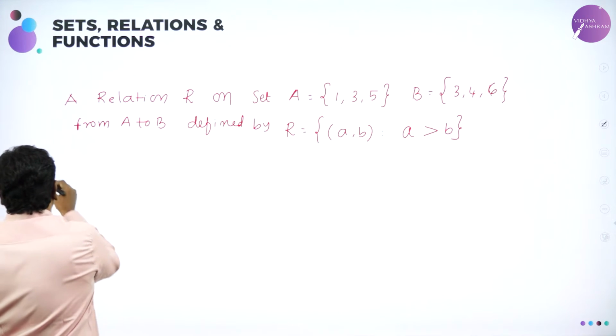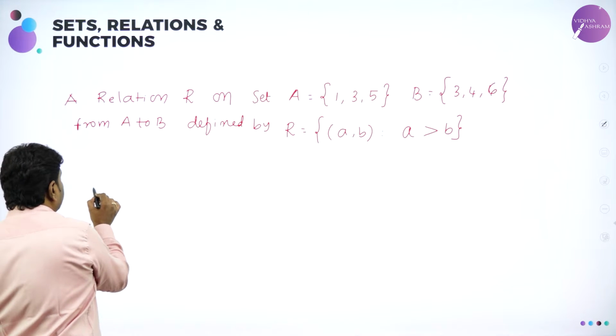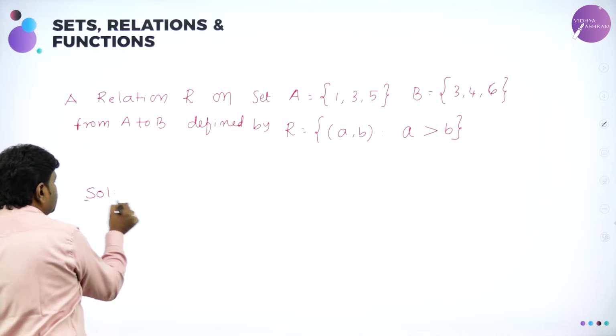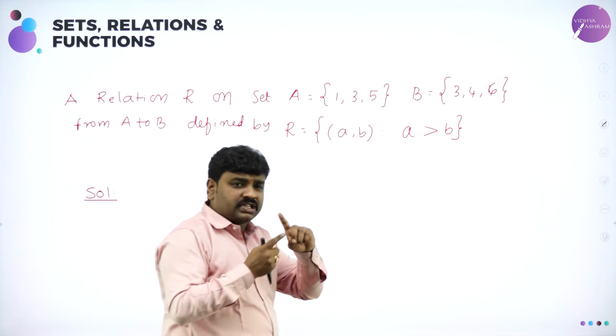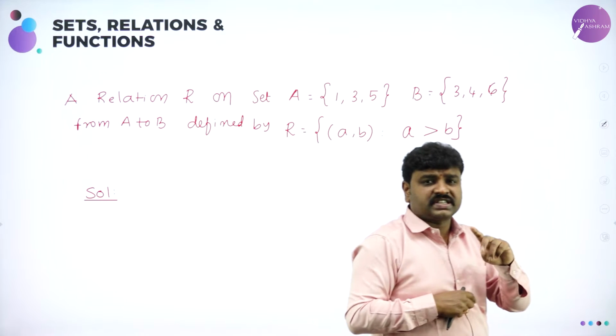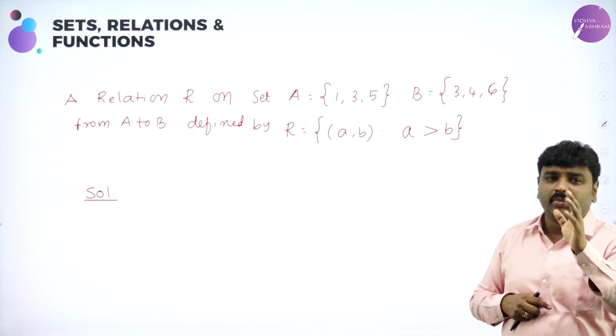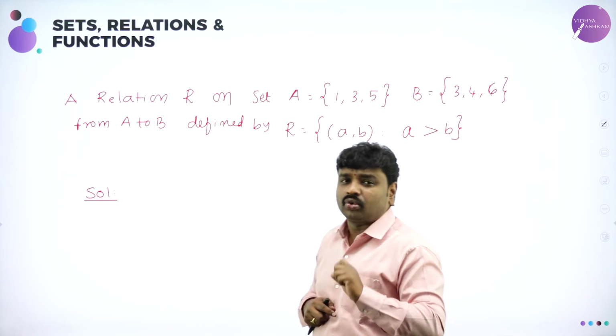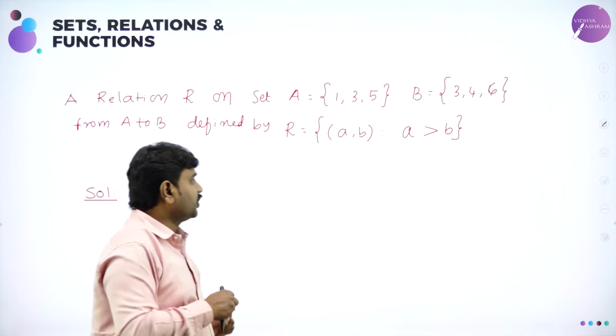Now first, in the solution part, I will explain briefly by taking all possibilities. The first thing I am teaching you is how to write a relation. The second thing I am teaching is how to write the domain. The third thing I am teaching is how to write the range. So now coming to this.